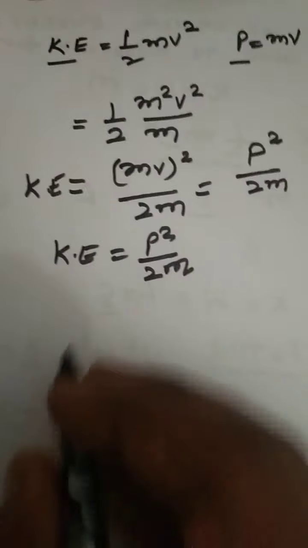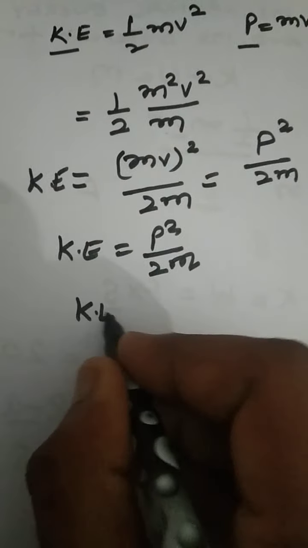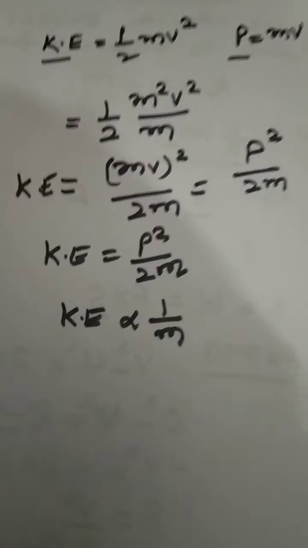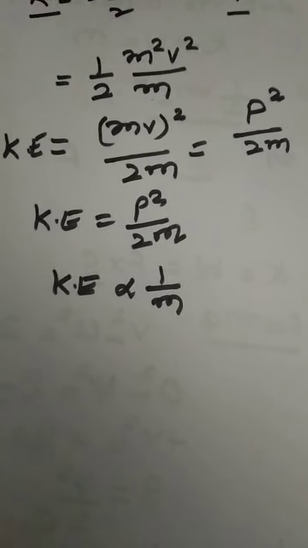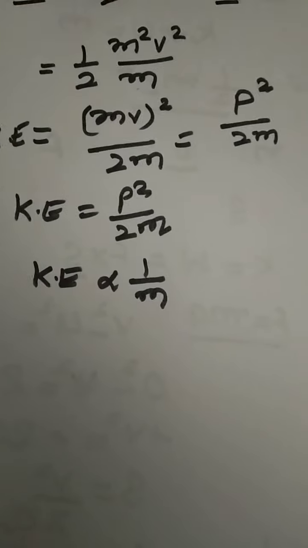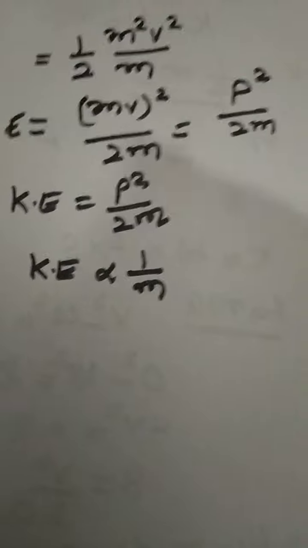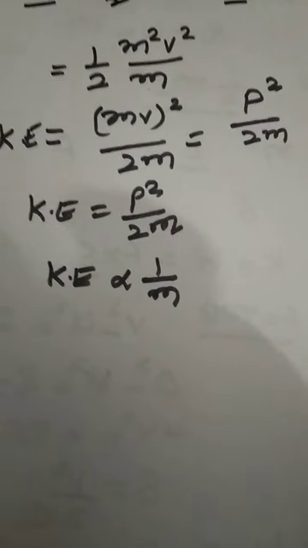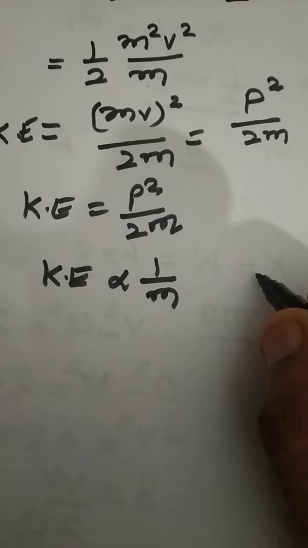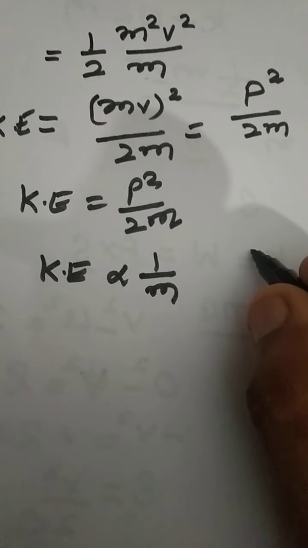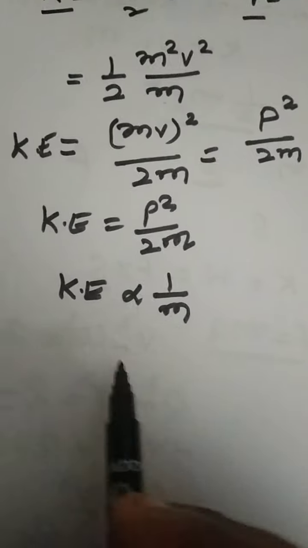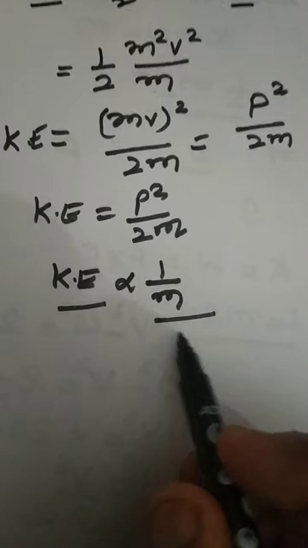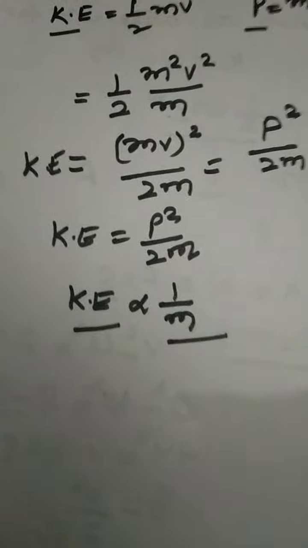So kinetic energy is inversely proportional to mass. It means the body which has more mass has less kinetic energy, and the body which has less mass has more kinetic energy. So students, the body whose mass is more, its kinetic energy will be less. The body whose mass is less, its kinetic energy will be more.